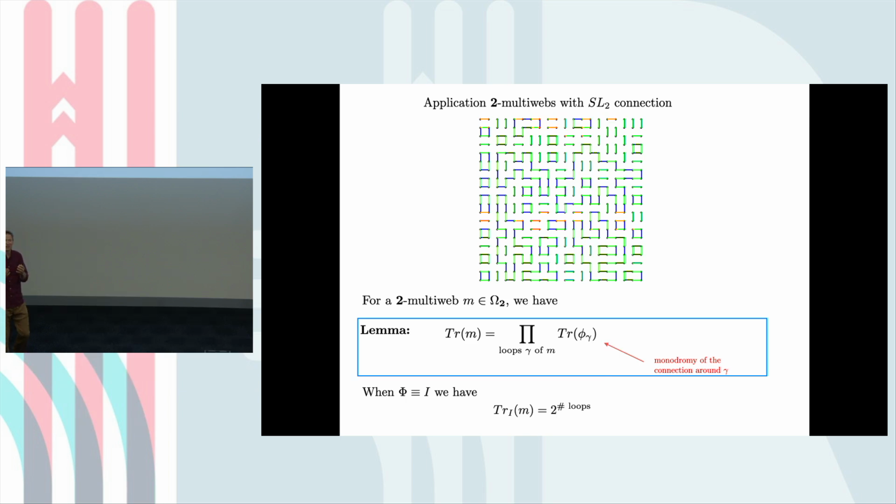But in particular, if our connection is just the identity, we just have the trivial connection, then the trace of a configuration is just 2 to the number of loops, because each big loop has the trace of the identity, and that's 2 for SL2. Well, this is good because when you superimpose 2 dimer covers, each loop can come from the 2 dimer covers in exactly 2 different ways. It can be blue, green, or it can be green, blue. So each loop really does get a contribution of 2.